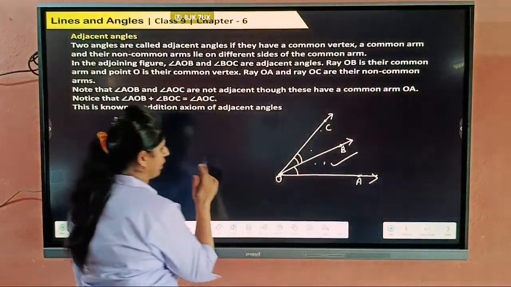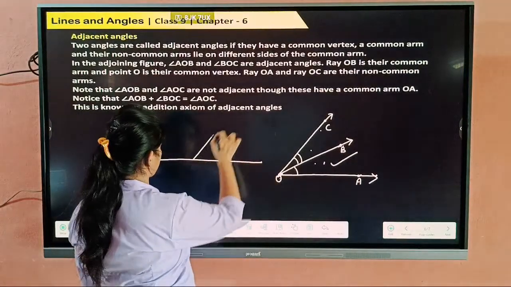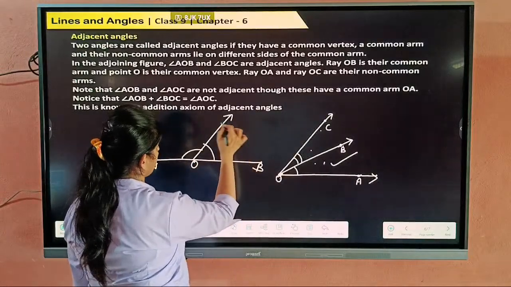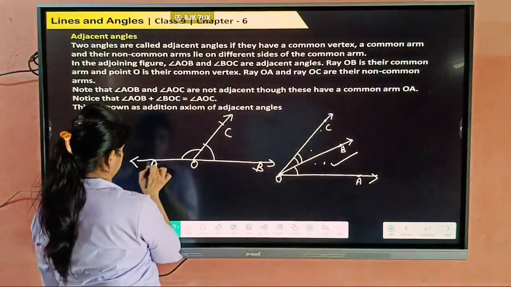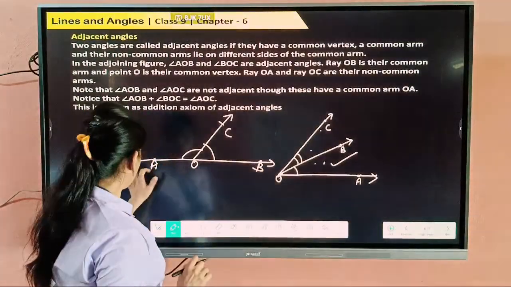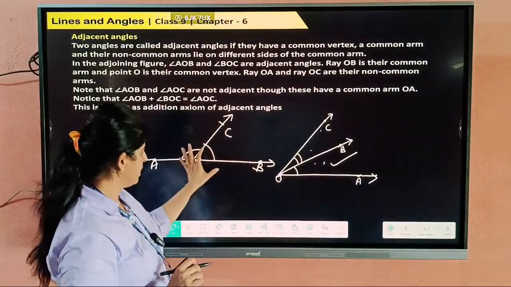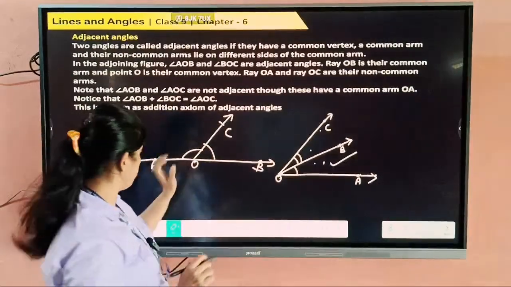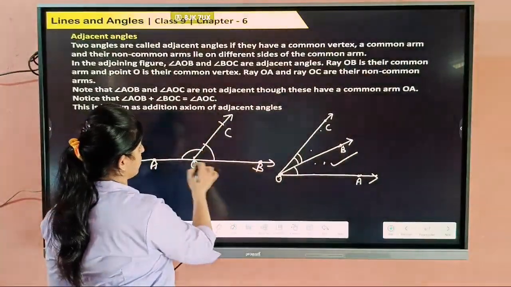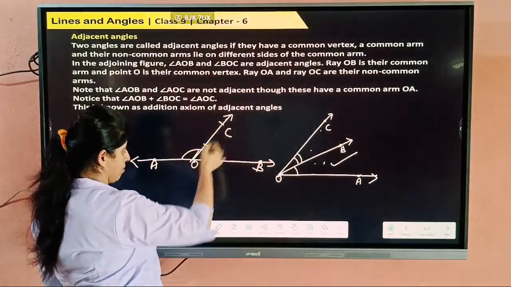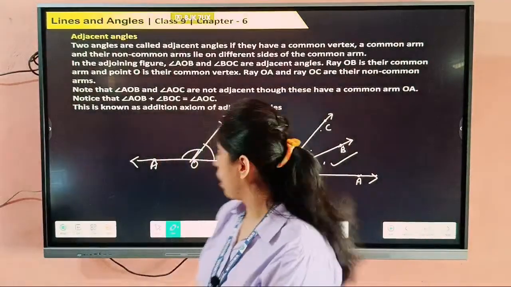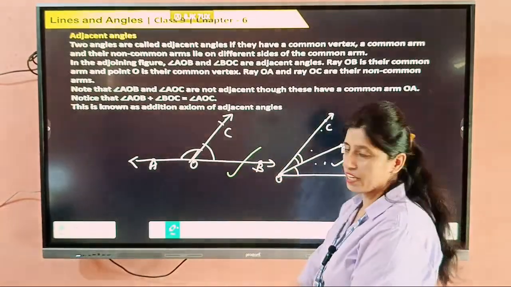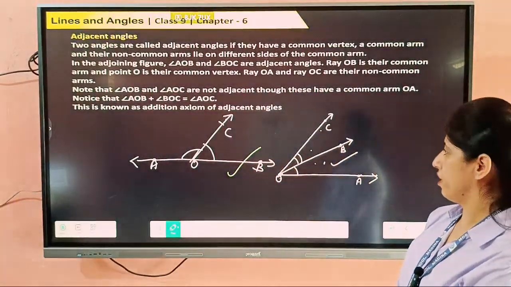Sometimes adjacent angles form 180 degrees also, like when we talk about a linear pair. This is A, O, B and this is C. Now angle AOC and angle BOC form a linear pair because their sum is 180 degrees, but they form adjacent angles also. Look, angle AOC and angle BOC both are adjacent. They have a common arm, that is OC. So these are also adjacent angles, and their sum is 180 degrees, but not all the time. Sometimes, like when linear pair angles are there, they form a 180 degree angle, right?